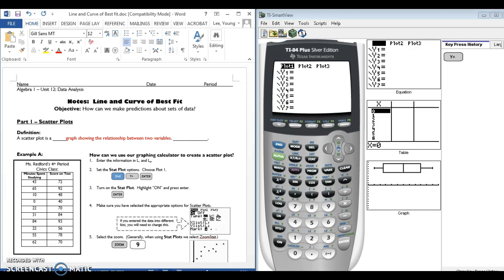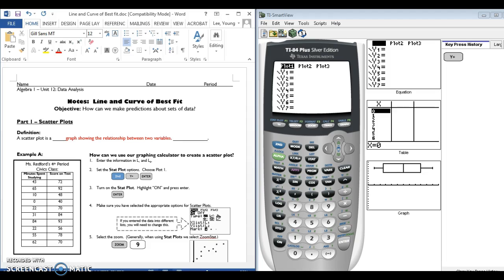Hi guys, today we're going to talk about line and curve of best fit. When we look at the scatter plot, a scatter plot is the graph showing the relationship between two variables. The relationship can be linear or it can make a curve. So in this unit, we're going to take a look at a data set and see if it's making a line or it's making a curve.